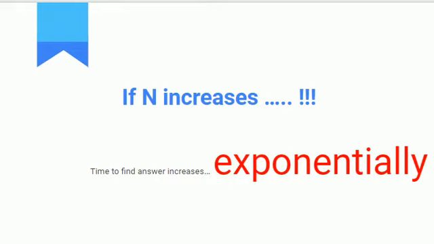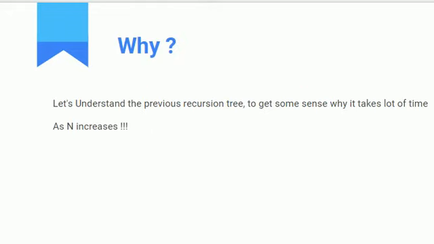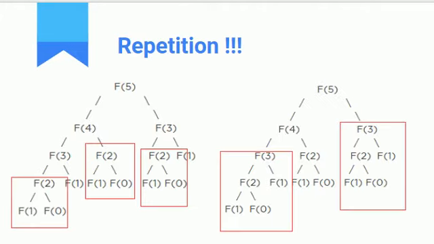Why will this take a lot of time? Let's understand the previous recursion tree to get some sense of why it takes a lot of time as n increases. So, repetition. As you see, to find f of 5, you have to calculate f of 4 plus f of 3. To calculate f of 4, you have to calculate f of 3 plus f of 2. For f of 3, you have to calculate f of 2 and f of 1. And for f of 2, f of 1 and f of 0.